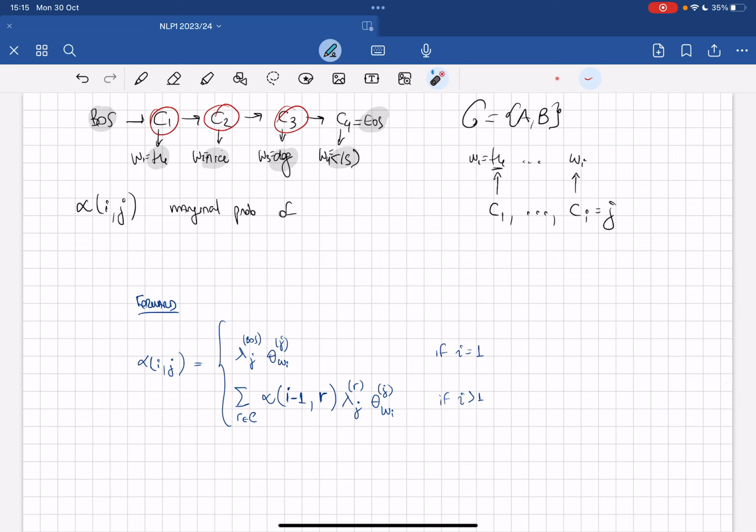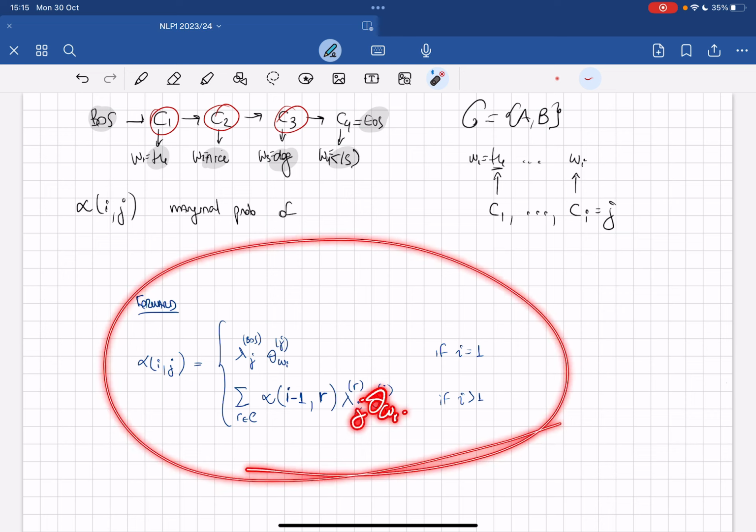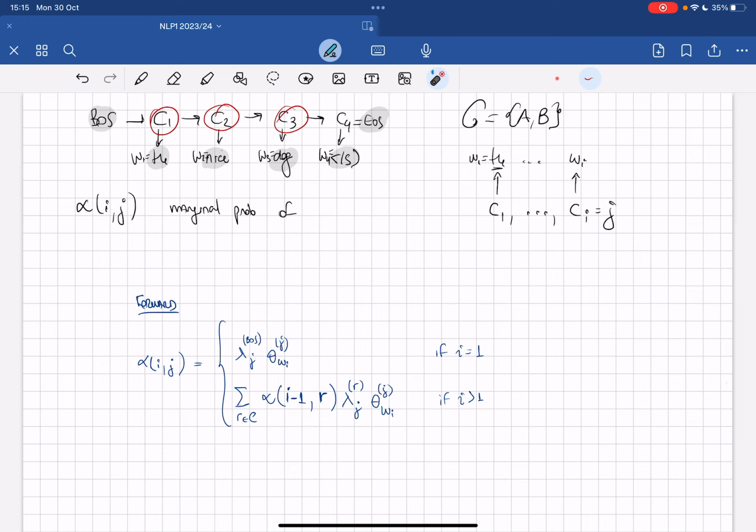When i is more than 1, then we have a recursive call to alpha again, but evaluated in the previous position. Essentially, to evaluate alpha ij, we check for all candidate tags that could sit in the previous position, and we assess alpha as if that tag was indeed the tag assigned to the previous position. Then we transition to the jth tag, and we emit the ith word. I'm going to show you this in a drawing, and it's going to make a lot of sense. So let's go have a look.